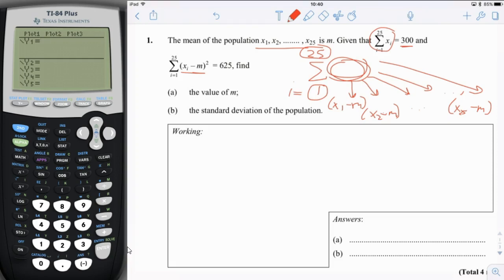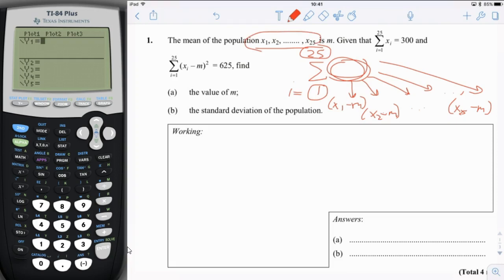Now, if you take all the xi minus m's, and remember the m is the mean, which you don't know yet, if you take each number, subtract the mean, square it, and add it together, you get 625, which is related to the standard deviation, although it is not the standard deviation. Now, how do you take these total sums and change them into the mean and the standard deviation? Well, if you remember, the way you calculate the mean is you add up all these numbers and you divide it by 25, right?